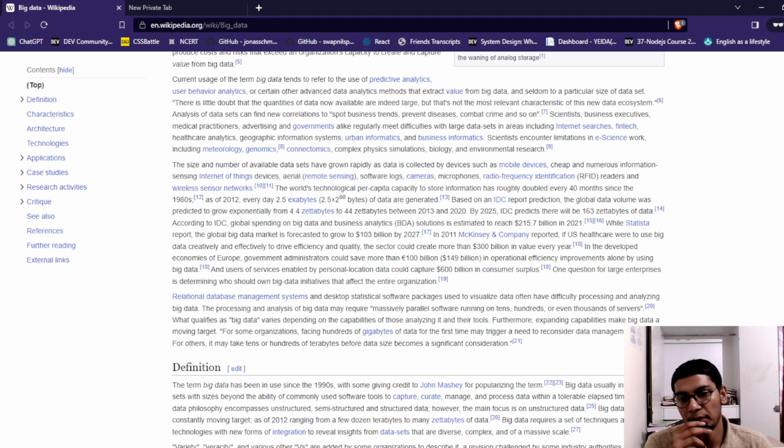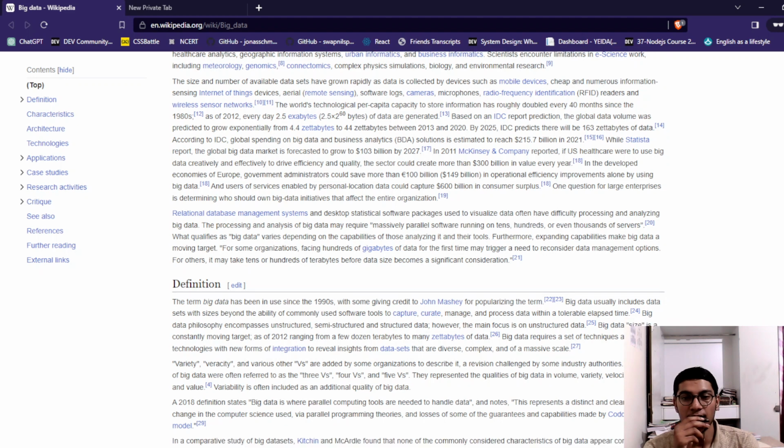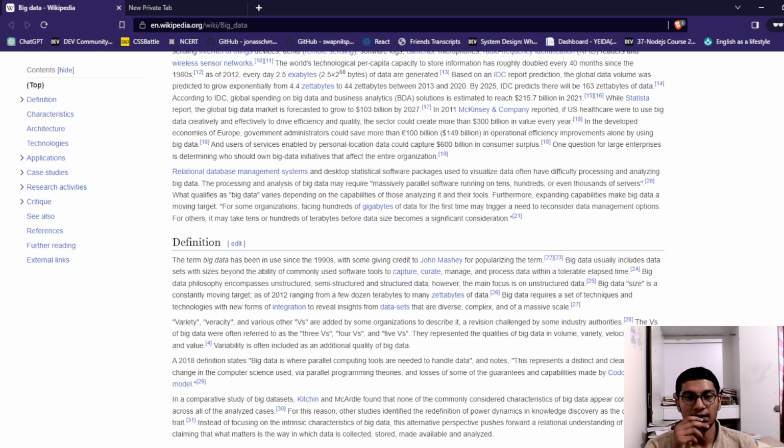Furthermore, expanding capabilities make big data a moving target. For some organizations, facing hundreds of gigabytes of data for the first time may trigger a need to reconsider data management options. For others, it may take tens or hundreds of terabytes before data size becomes a significant consideration. The term big data has been in use since the 1990s, with some giving credit to John Mashey for popularizing the term.